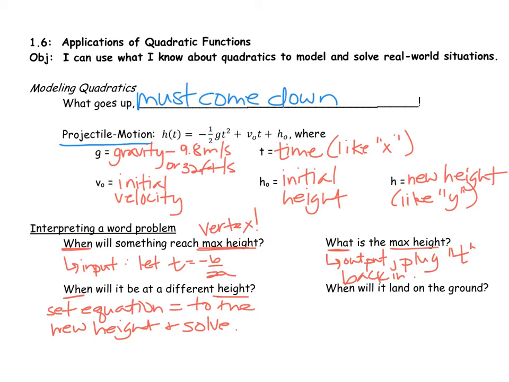If it says when will it land on the ground, when again is t, we'll set the equation equal to 0. And then we have to solve. Other than that, there really won't be any types of questions different than those 4 situations.